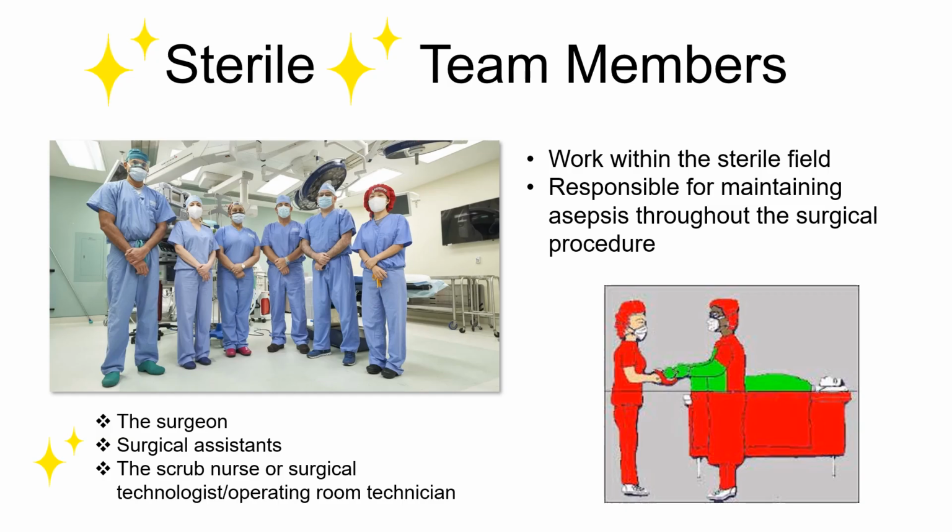Now I want you to look at this picture here. So we have red and green. Red is indicating non-sterile surfaces. You can see the person on the left is handing something to the person on the right. The person on the left is not sterile. Okay, they're clean, but they're not sterile.